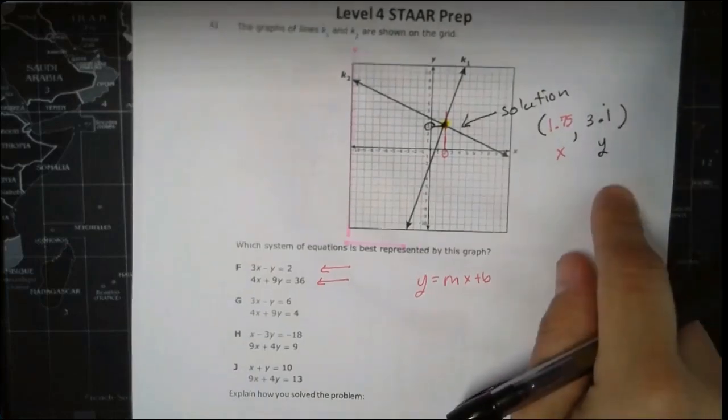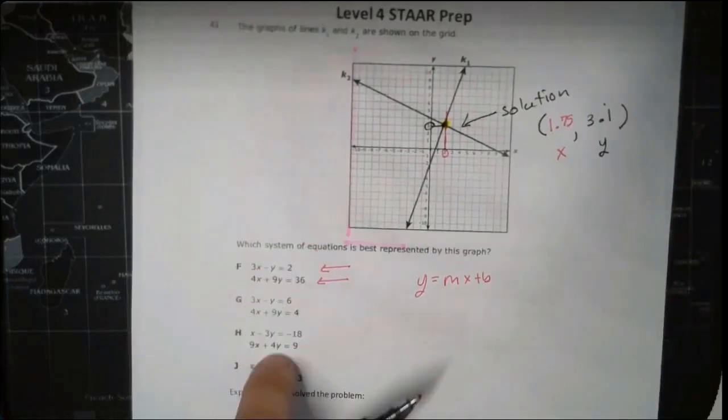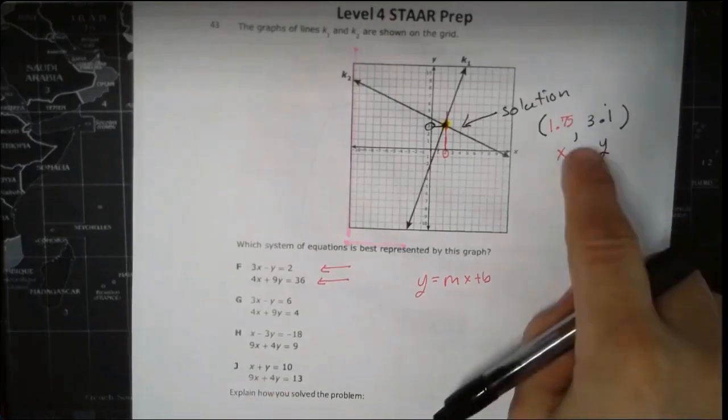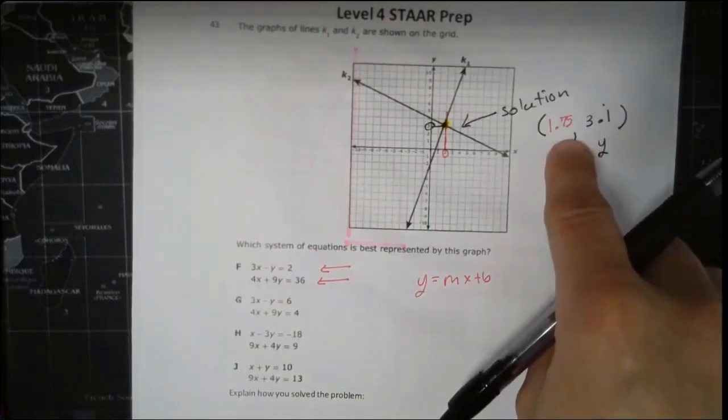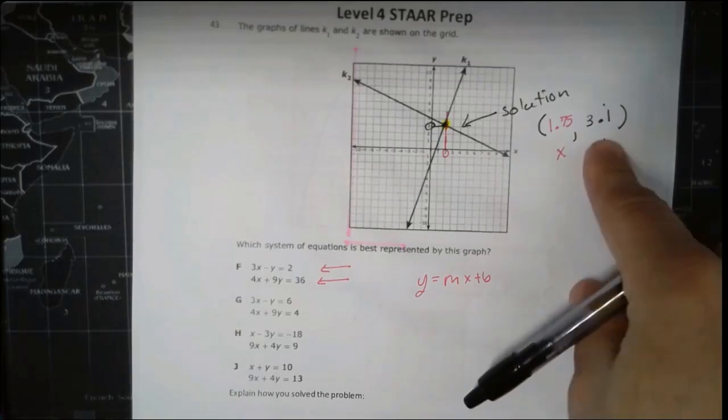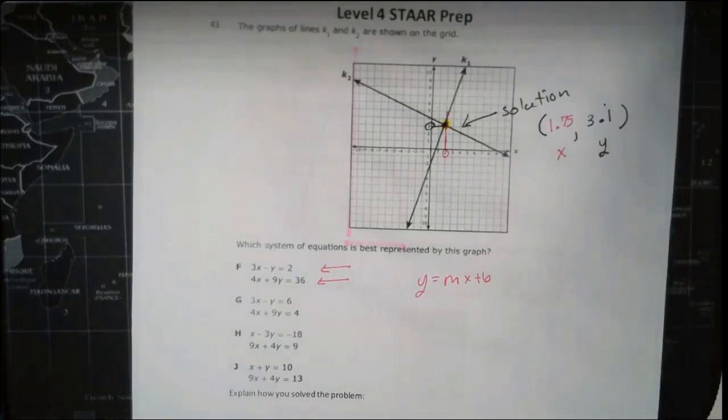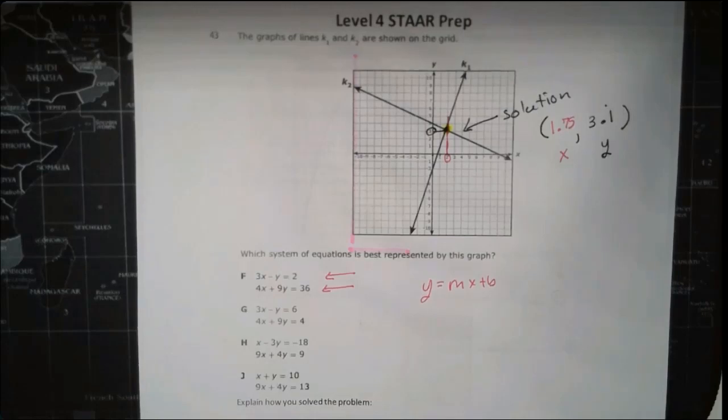So what I want to do is find the system of equations that actually gives me an x value that's close to 1.75 and close to 3.1. And that's just a guesstimation. I might not have the numbers very accurate, but I'll find something that's close to it, and that's going to be the correct answer. So let's go ahead and on this problem, let's start with J. J looks really easy to put in. I'm going to start with J and I'll work my way up to F.